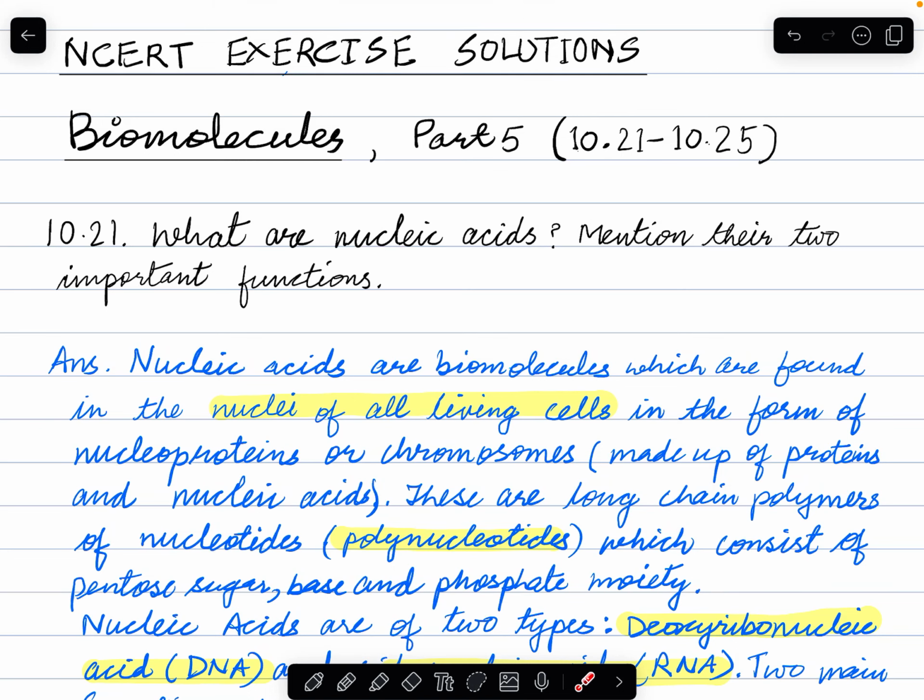We are doing NCERT exercise question number 10.21 to 10.25 for the chapter biomolecule. The very first question, what are nucleic acids? I mentioned there two important functions.